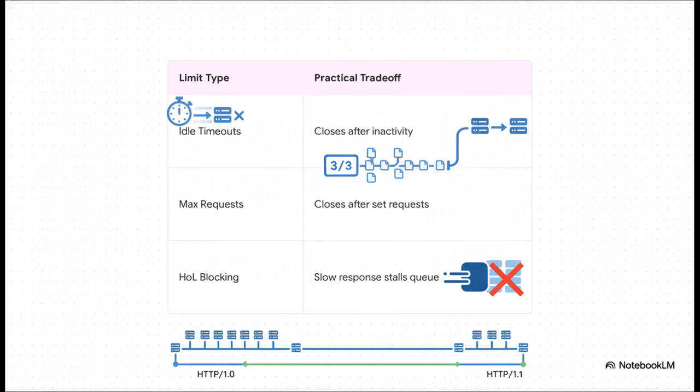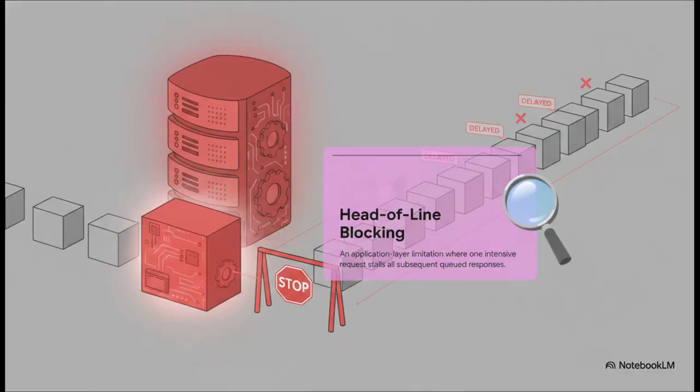But the absolute most significant trade-off, the one that really defined the hard limits of HTTP/1.1, is head-of-line blocking. Let's define exactly what that is, because it's a huge deal. Head-of-line blocking is an application layer limitation where one intensive request stalls all subsequent responses queued on that exact same socket. Think of it like being at a single checkout lane at the grocery store. If the guy at the very front of the line is slowly paying for a massive cart of groceries entirely in pennies, well, everyone behind him has to wait, no matter how small their purchase is.